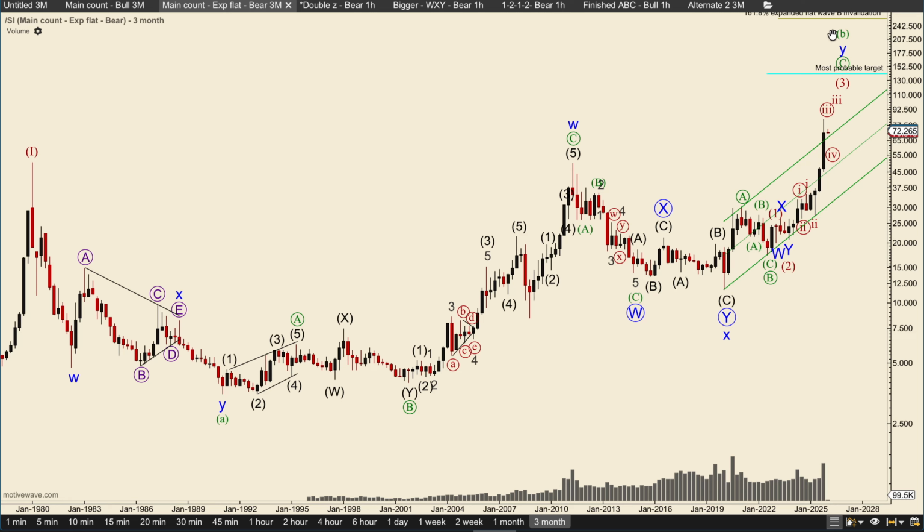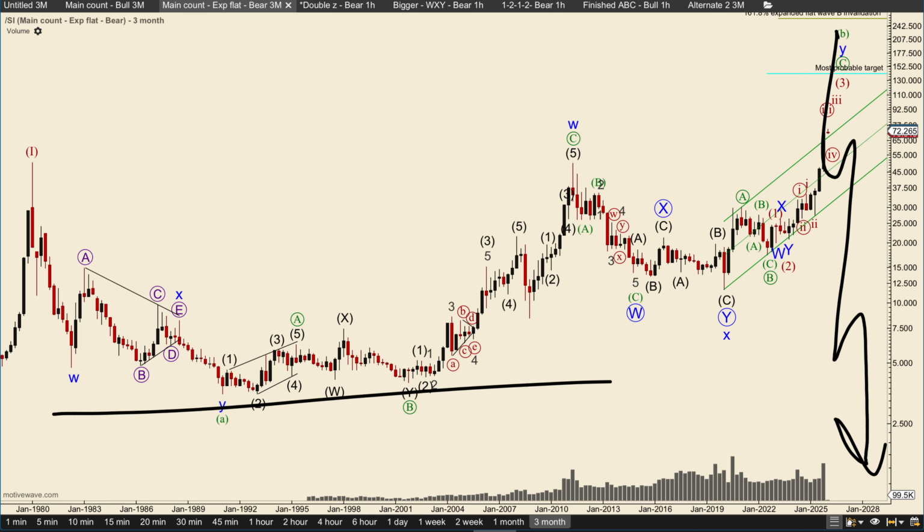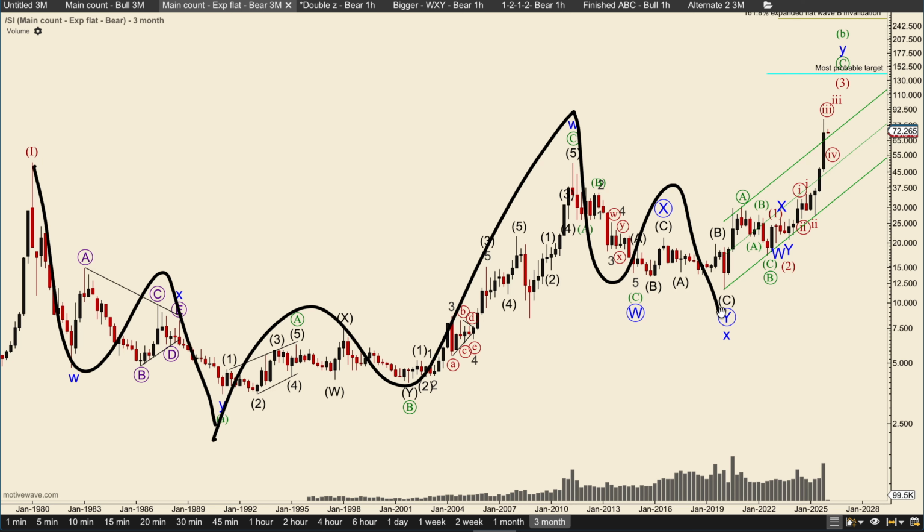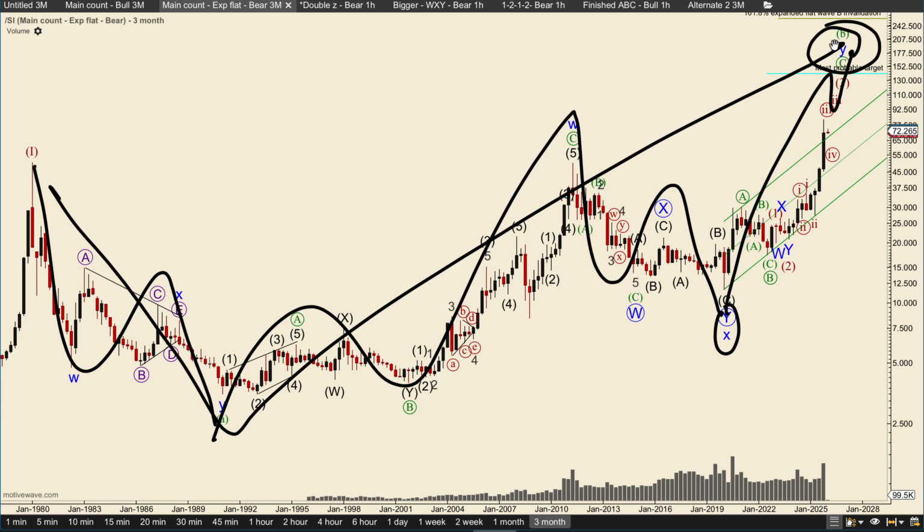After that, we are looking for 1, 2, 3, 4, 5 wave C to take out this low, forming an expanding flat. So A, like that, WX, and then Y into wave B. So A, B, C.